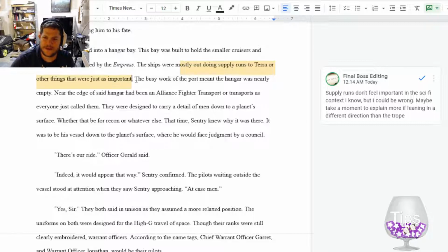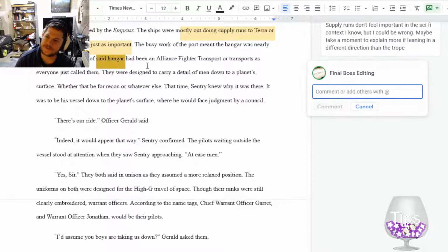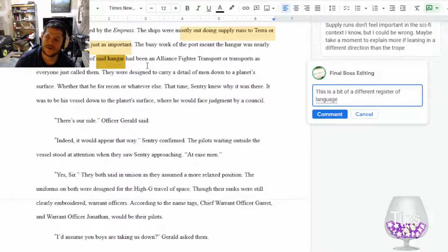The busy work at the port meant the hangar was nearly empty. I've been an Alliance fighter transporter, transports as everyone calls them. I just said hangar. A little bit funky language. This is a bit of a different register of language than I think you intend.